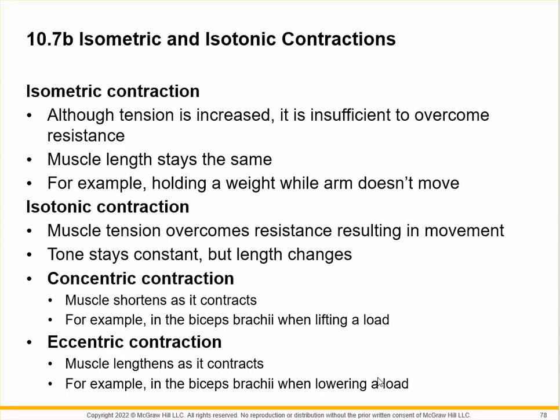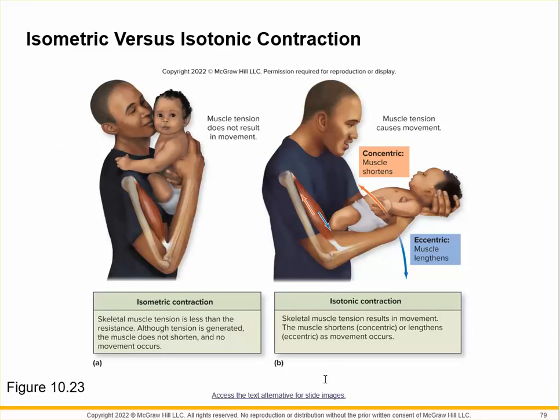When you pick up your beer off the table and bring it to your lips, that's a concentric contraction. If you're holding it to say cheers, that's an isometric contraction. After you've taken a sip and you put it back down on the table, that is an eccentric contraction. And that's just illustrative of it.